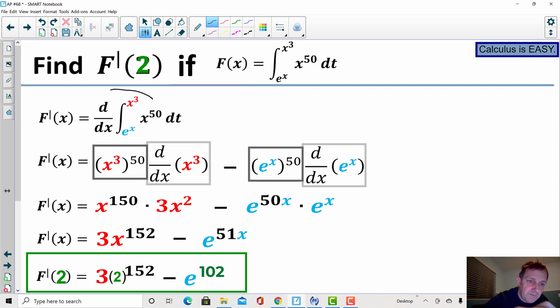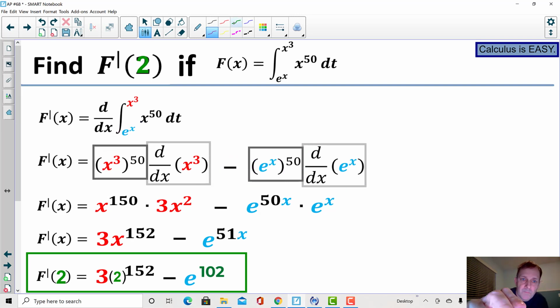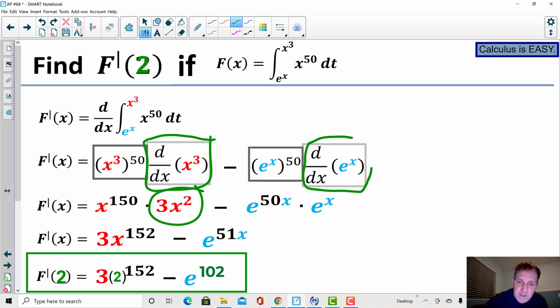But this is giving us the derivative of an integral. So we're going to plug in the top. There we go. And we do the derivative of the top. And we got to put minus. Then we're going to plug in the bottom, which is e to the x. So we plug our e to the x in, and then we do the derivative of e to the x. Now the derivative of x to the 3rd is just going to be 3x squared. And the derivative of e to the x is just e to the x.